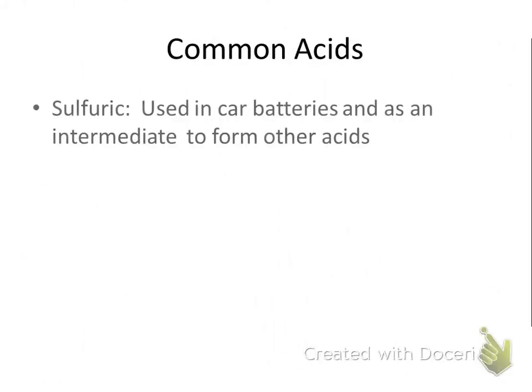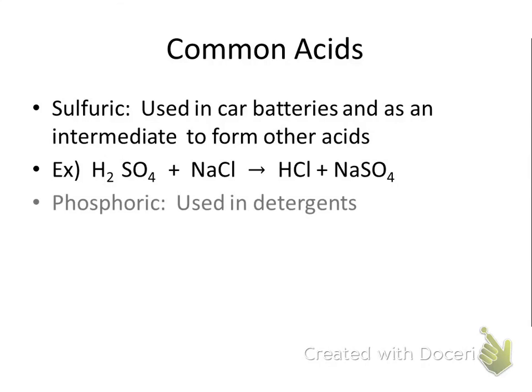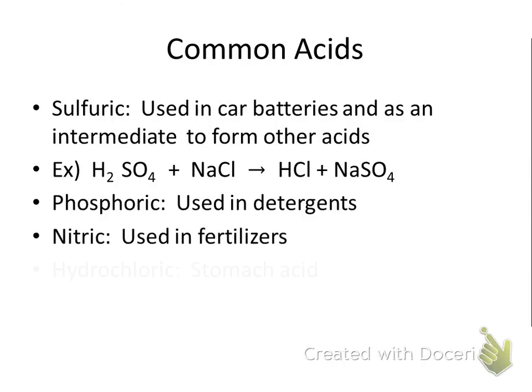Common acids, sulfuric, that's the number one acid that's produced in the United States because it's a good intermediate. All the other acids are formed from reacting some sort of salt with sulfuric acid to get those other acids. Phosphoric's used in detergent, nitric in fertilizer, and in your tummy you've got hydrochloric.